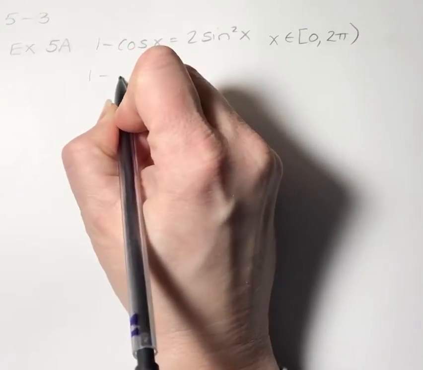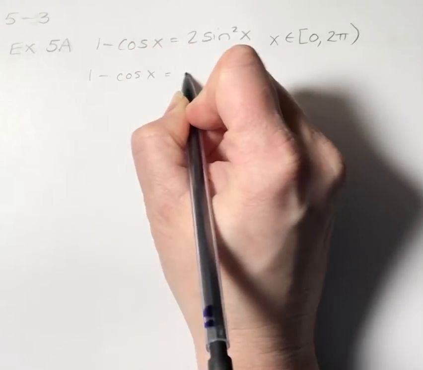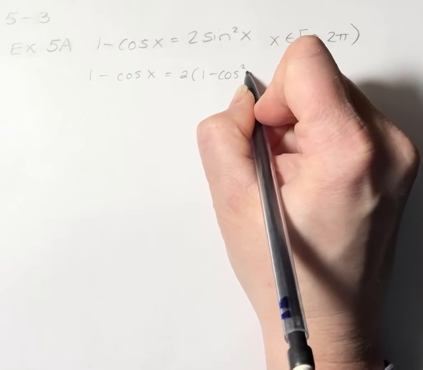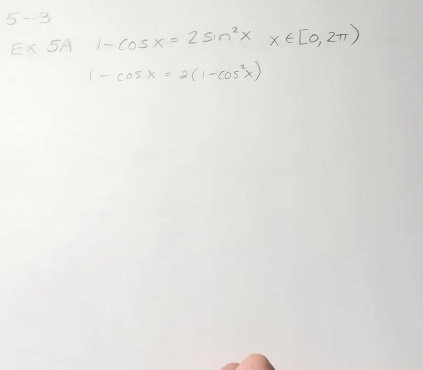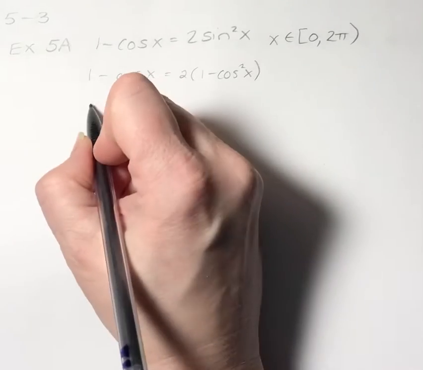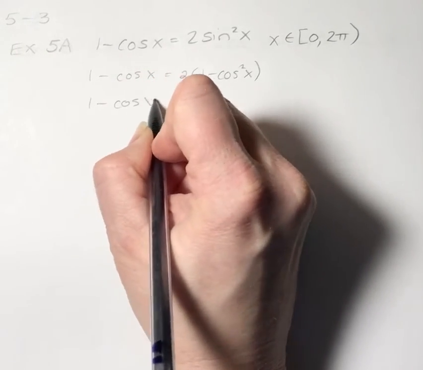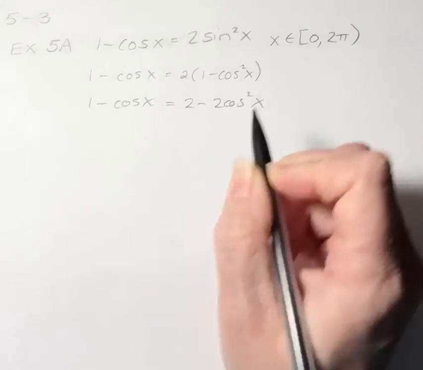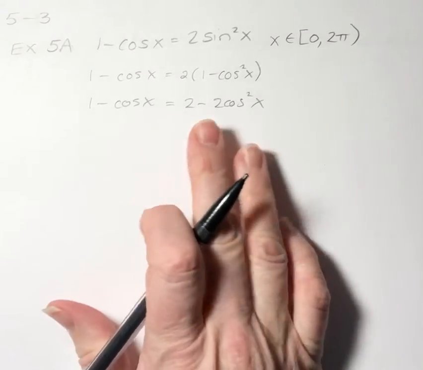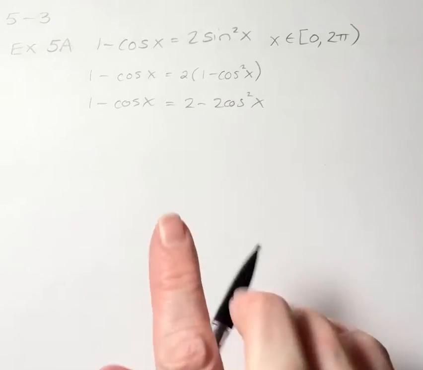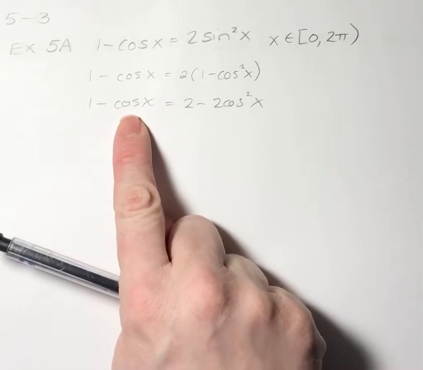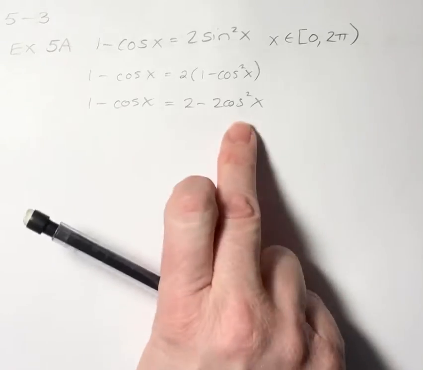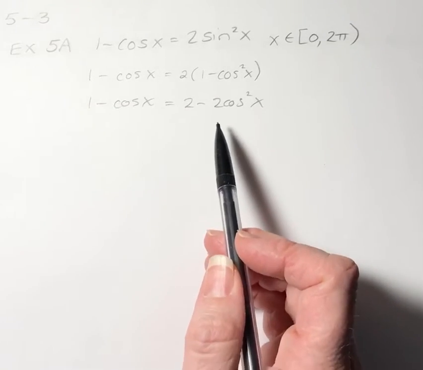So I have 1 minus the cosine of x equals 2 times, and this is equal to 1 minus cosine squared of x. So I'm going to distribute my 2. And now if you look, I have everything in terms of cosines. I have a squared, I have a first power cosine, so I'm going to bring everything over here so that I can factor this. It's going to look like a quadratic.